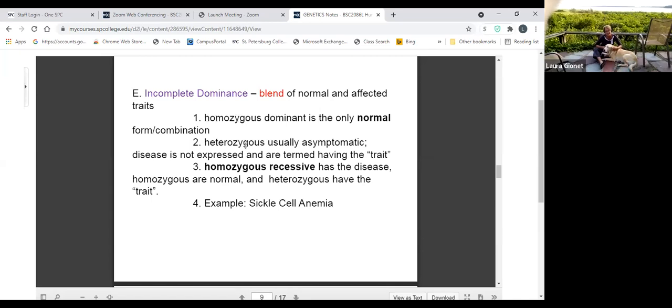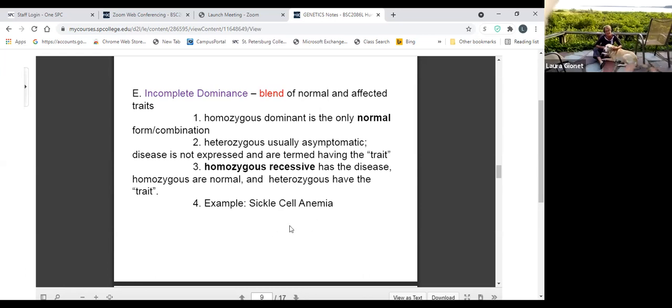So we have a totally normal person. We have a person that has a mild form, and if they're asymptomatic, they can pass that on to their offspring, which we call being a carrier. Or you have full-blown sickle cell, which means you are homozygous recessive for the disorder, and that would be expressed with two lowercase letters.